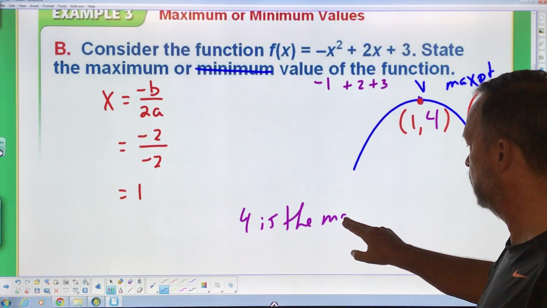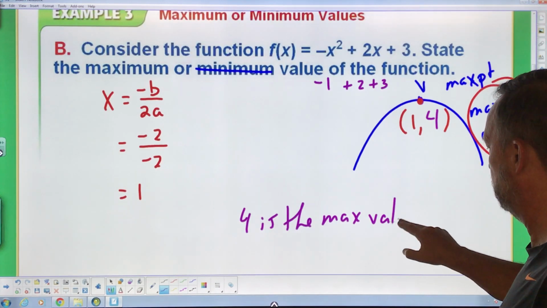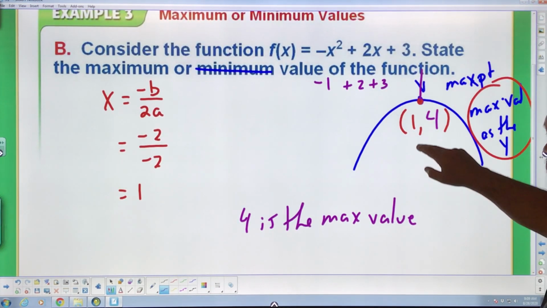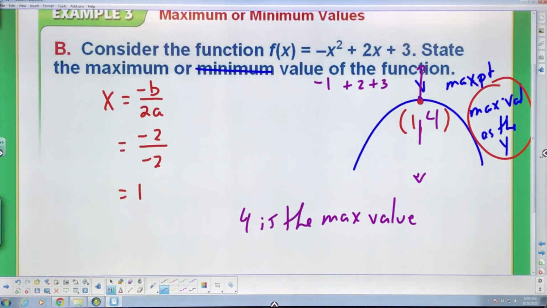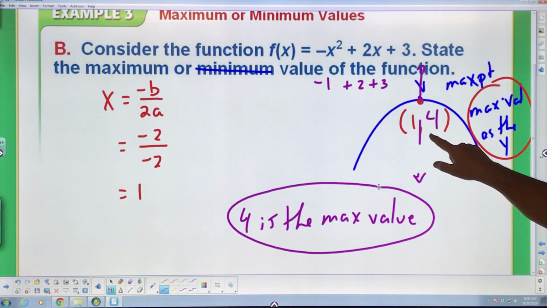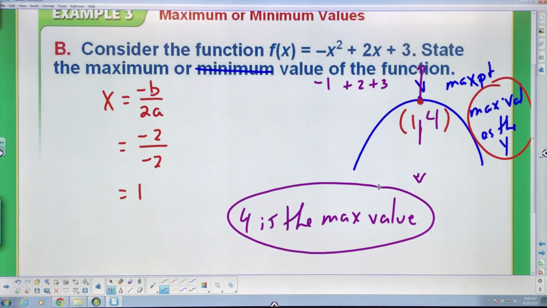That is, 4 is the max value. You know, I could talk about the axis of symmetry being 1 because it has to go through here. Lots of things I could do, but this is the answer to the question. 4 is the max value. The max point was 1, 4.